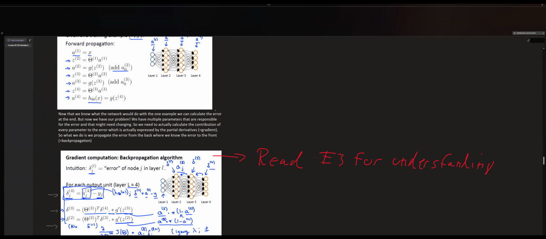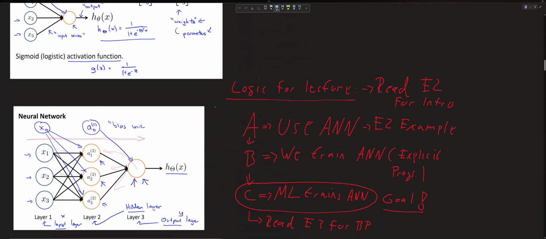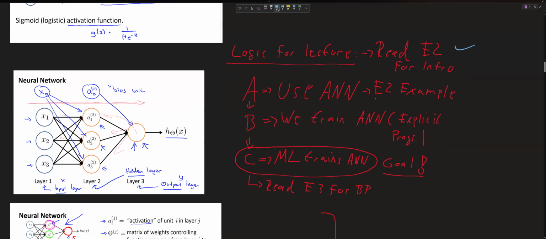And now what we're gonna do is, now we have A, B, C. So this is the logic for the lecture, right? So this is for people that revisit the actual lecture. So you're gonna read E2 for intro. We did that, right? So we just read it, we went over it, it's fine. Okay. You can also practice. I have also an E2 example. This is the calculation example.